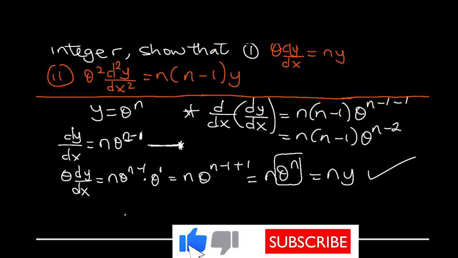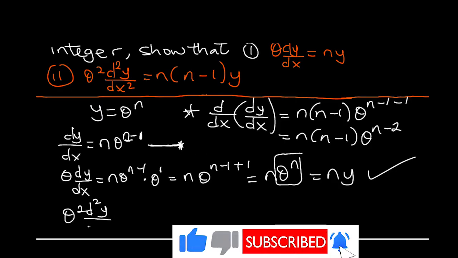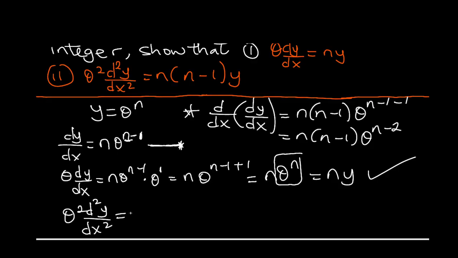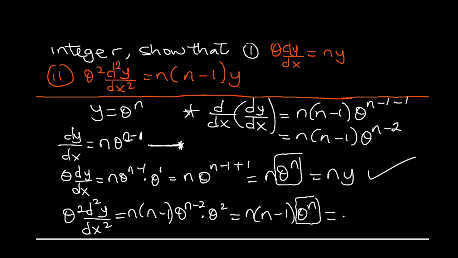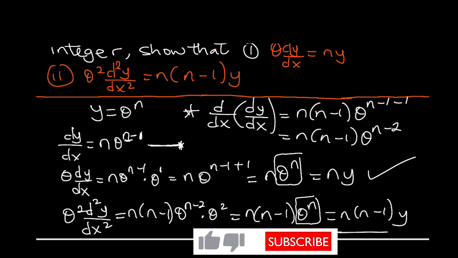And the second differential times theta squared, which is d squared y over dx squared times theta squared, will be equal to n times (n minus 1) theta to the power n minus 2, and then times theta squared. That will be n times (n minus 1). If you apply your indices, it's going to give you theta to the power n. And don't forget that this one is y. So in conclusion, you have this. That's that on that question.